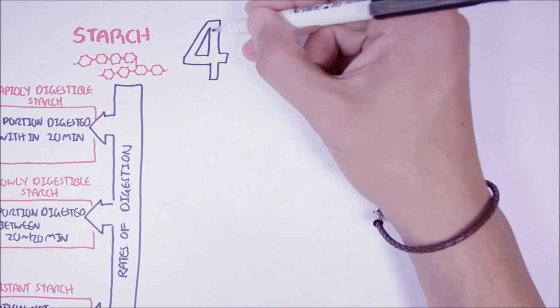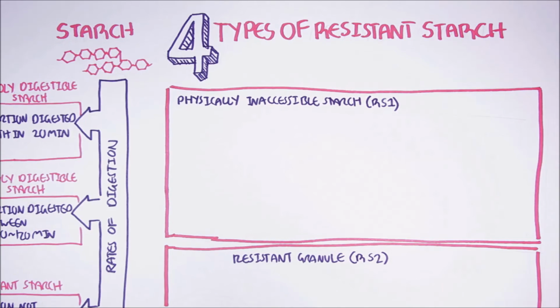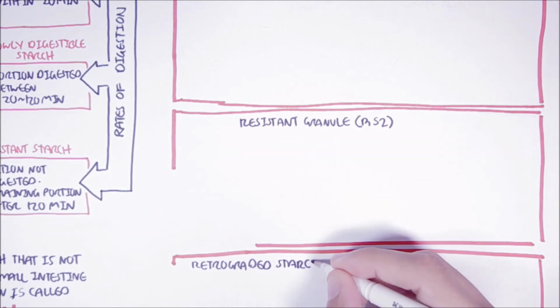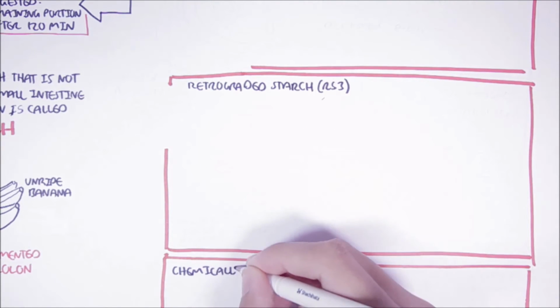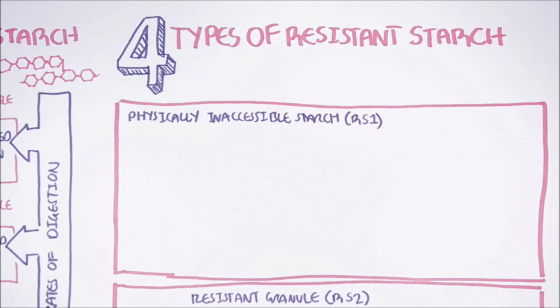There are actually 4 types of resistant starches. The types are the physically inaccessible starch, resistant granules, retrograded starch, and chemically modified starch. Now let's look at each one and see how they differ. Remember that each one is a type of resistant starch, and that a resistant starch is starch which has resisted digestion in the small intestine.